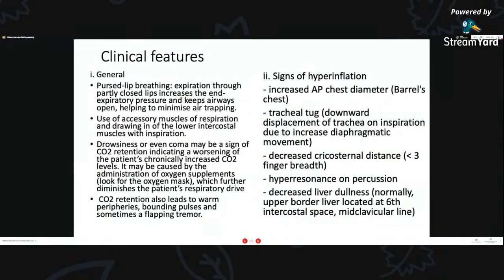intercostal space, mid-clavicular line. However, in patients with a hyperinflated lung, the lung will push the liver downwards, hence the point of the liver will be lower as compared to a normal person.